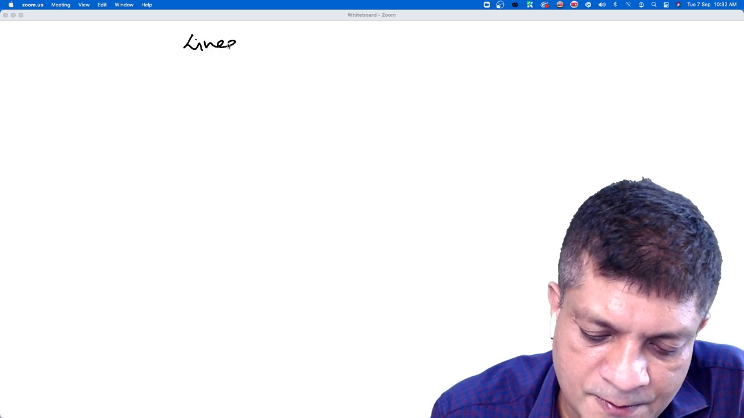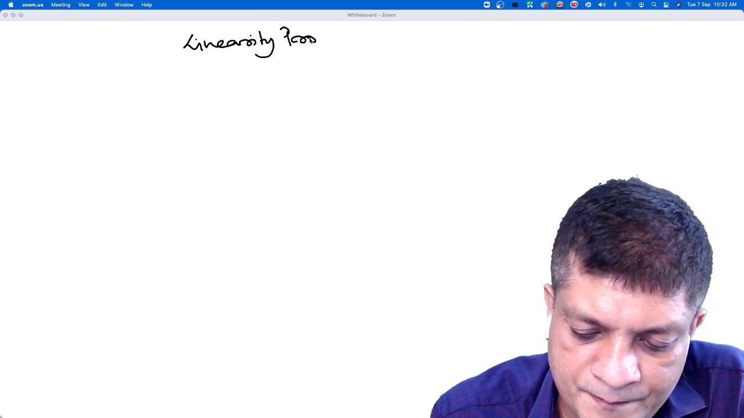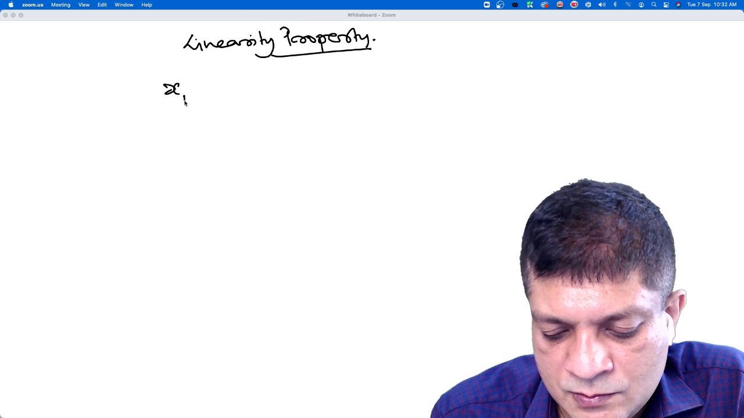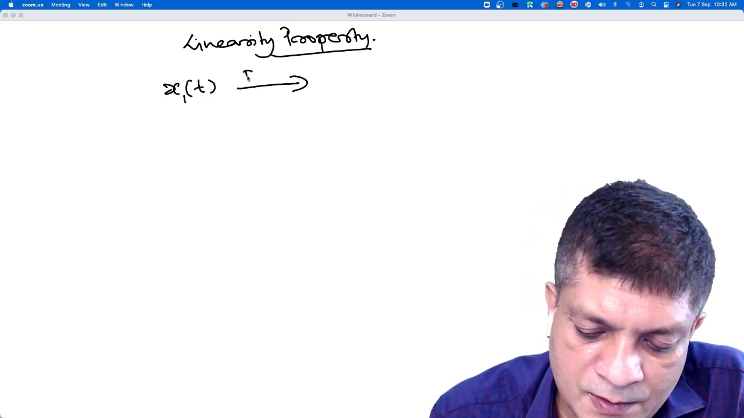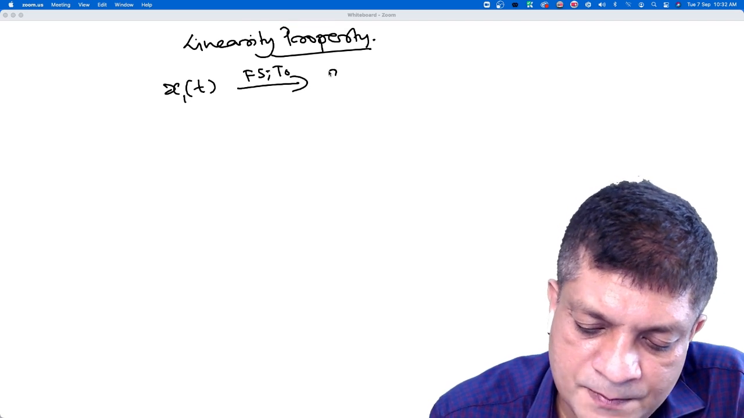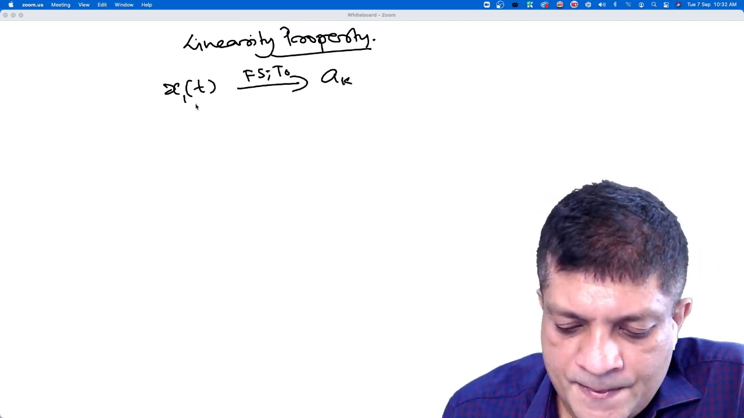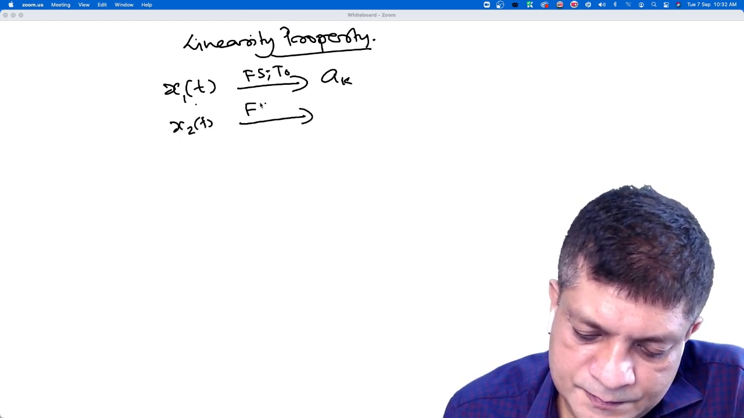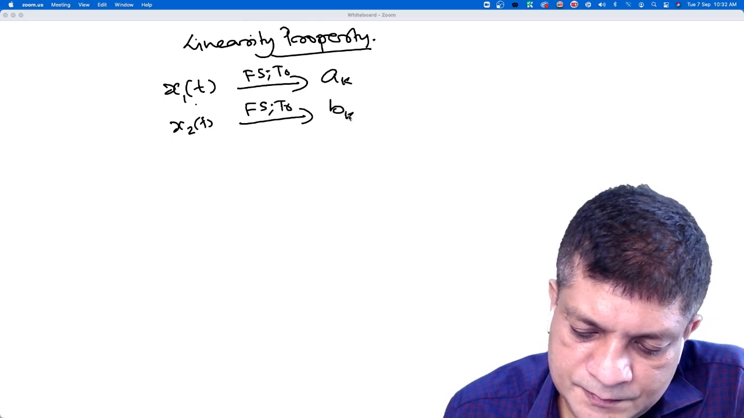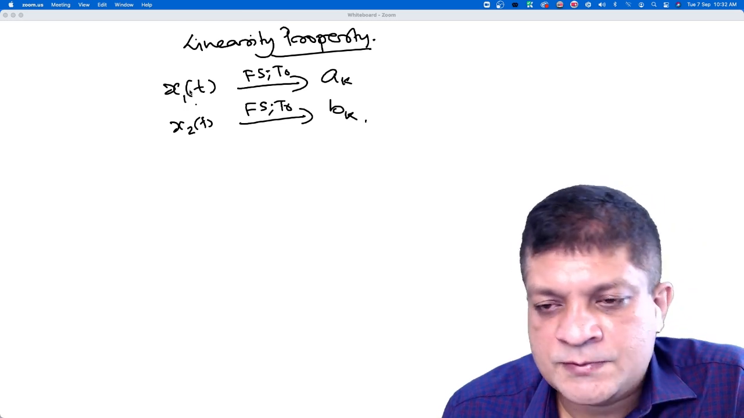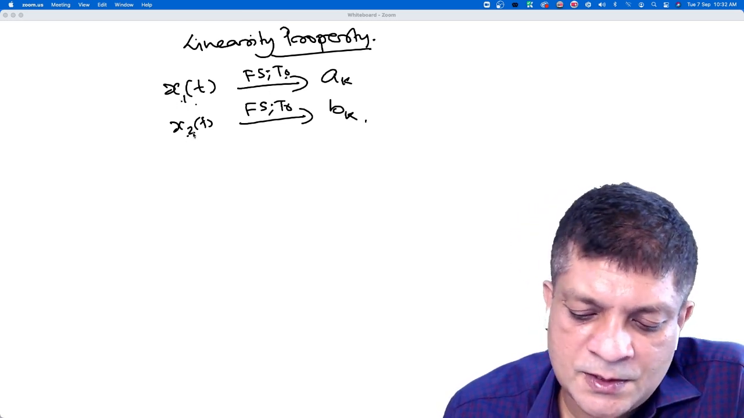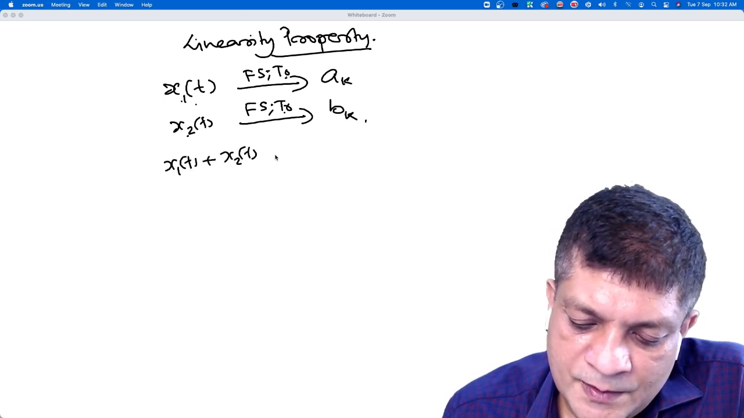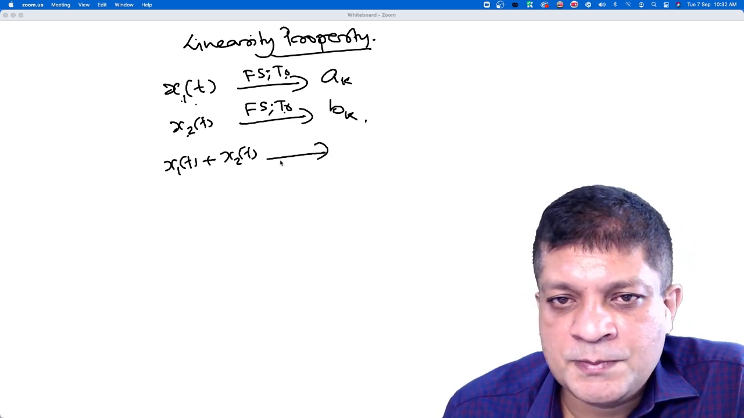This is the linearity property. Consider two Fourier series with respect to some period T naught, say a_k for x1(t) and b_k for x2(t). If x1(t) is periodic with period T naught and x2(t) is periodic with T naught, what about x1(t) plus x2(t)? It is also periodic with the same period, isn't it?